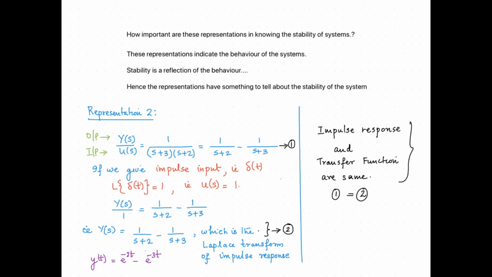So, u of s becomes 1 and equation 1 reduces to equation 2. Looking at equation 1 and 2, we can see that they are the same and the impulse response can be written in the time domain as y of t is equal to e raised to minus 2t minus e raised to minus 3t. In short, impulse response and transfer function are the same.